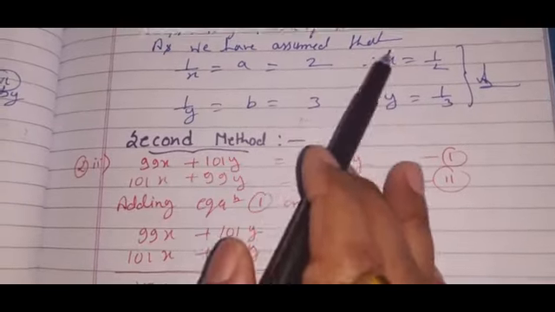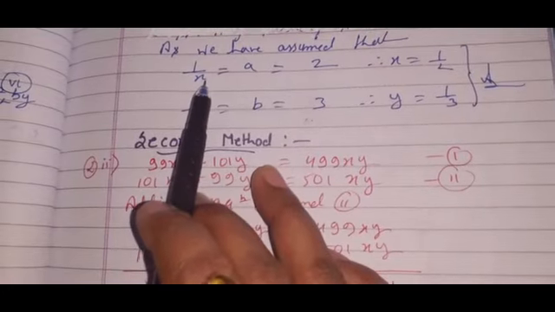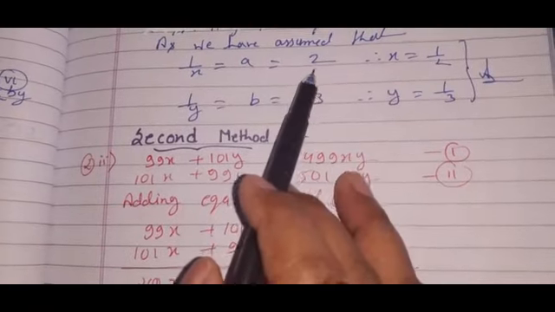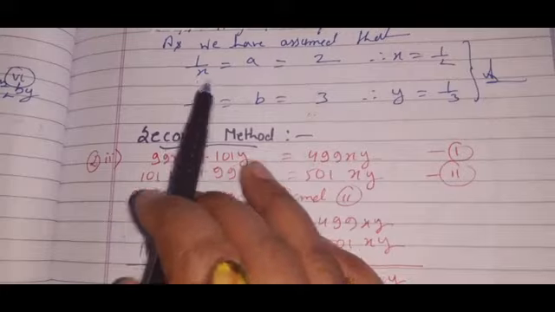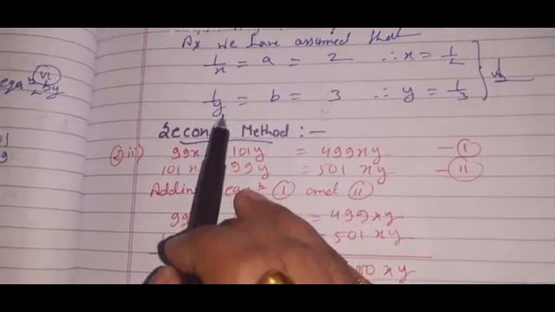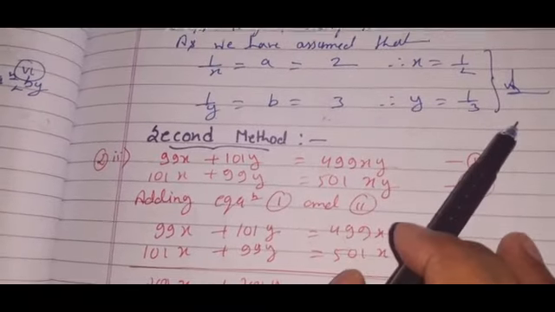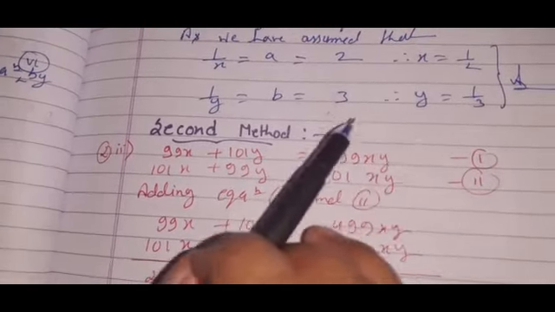Then what I have written: as we have assumed that 1 by x is equal to a and a is equal to 2, it means x is equal to what? 1 by 2. You may cross multiply, x is here, 2 is here, so x is equal to 1 by 2, or you may write the reciprocal. And 1 by y is equal to b, b is equal to 3, so y is equal to 1 by 3. So this is the answer. Okay, first method over. Now see the second method.